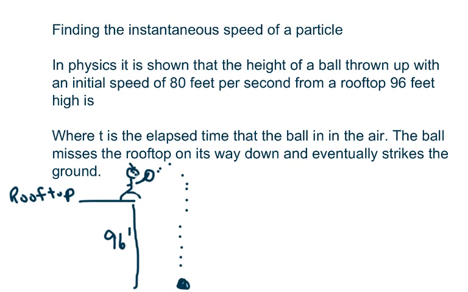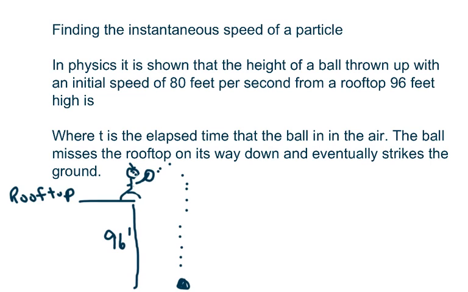Okay, we're going to find the instantaneous speed of a particle, namely a ball. In physics, it is shown that the height of a ball thrown up with an initial speed of 80 feet per second from a rooftop that is 96 feet high is, let me write down the formula.